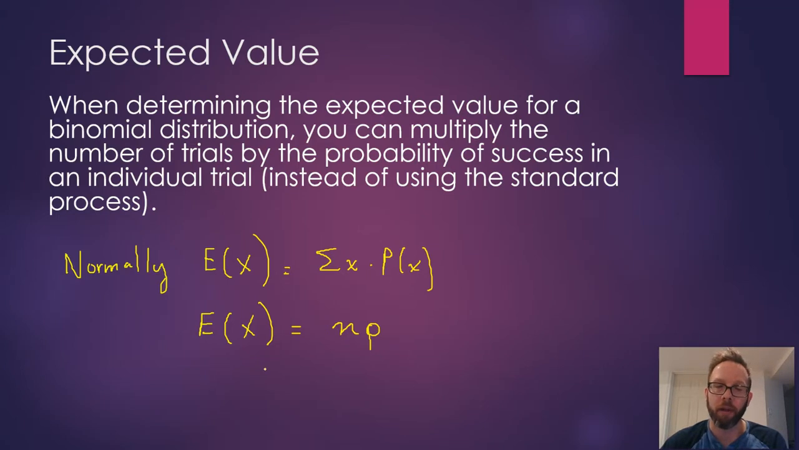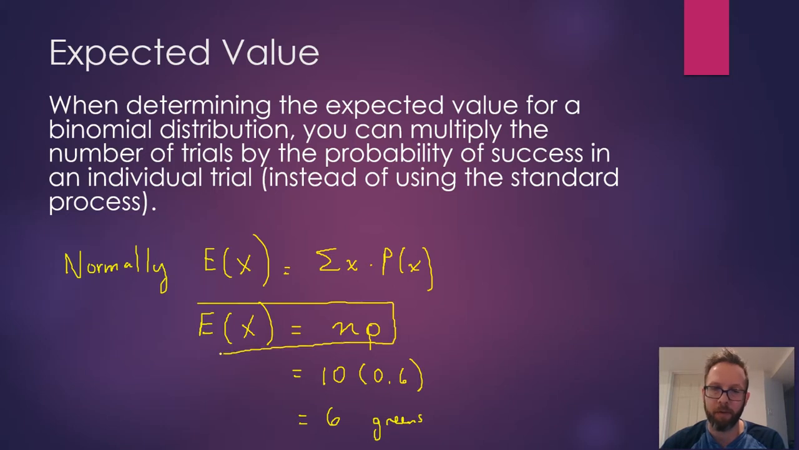For example, in our traffic light example, if we had 10 traffic lights and the chance of getting a green, a success, was 0.6, then our expected value would be 6 greens. So this is the key idea, just a little example from earlier. You can make use of that. You can still find expected value the old-fashioned way, but this is a nice little shortcut.